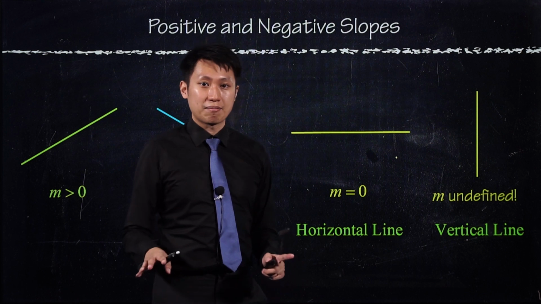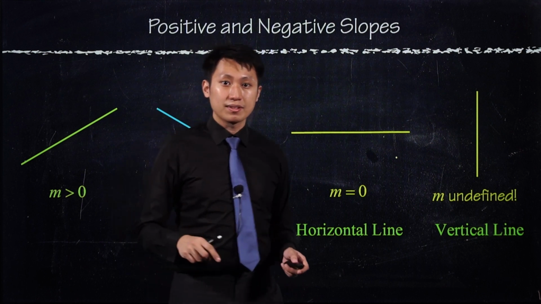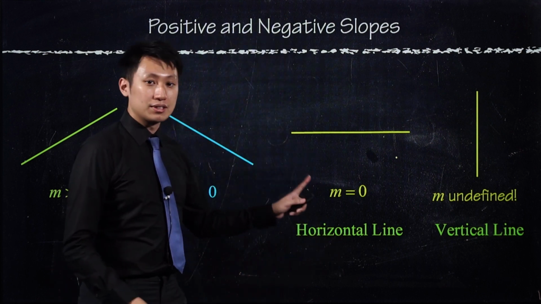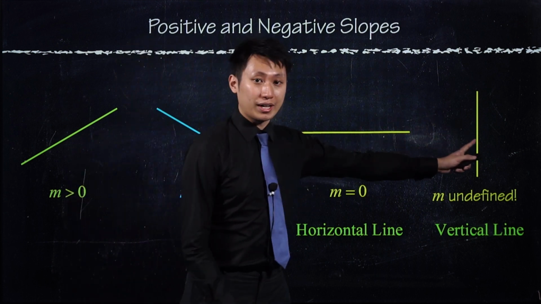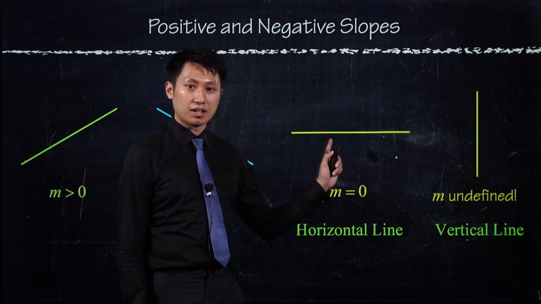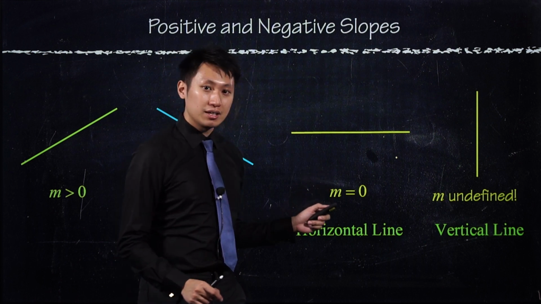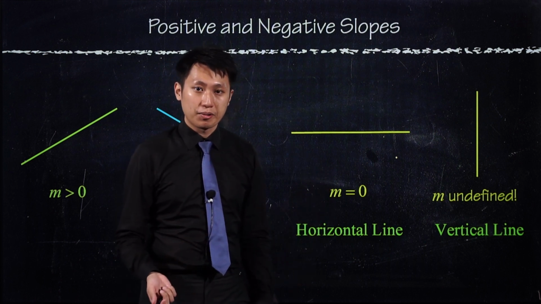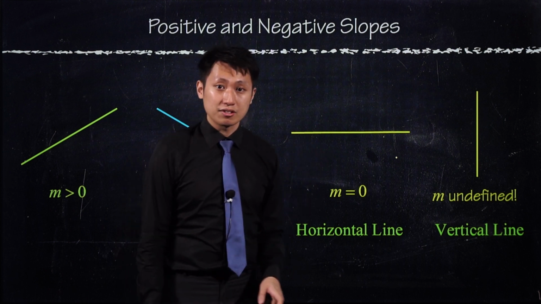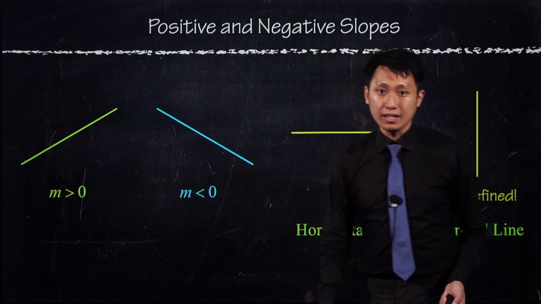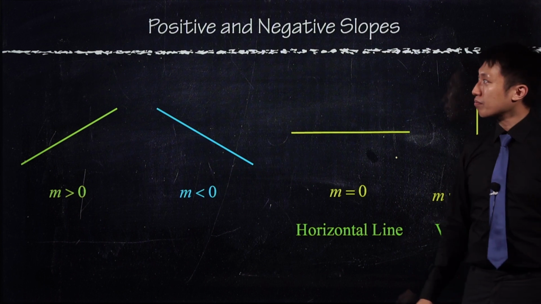You use this sometimes in the future. Remember this one and this one, especially this one, very important. You will need to know when to use this, which is the maximum and minimum point. You always have this horizontal line as a tangent. We'll talk about that later on.